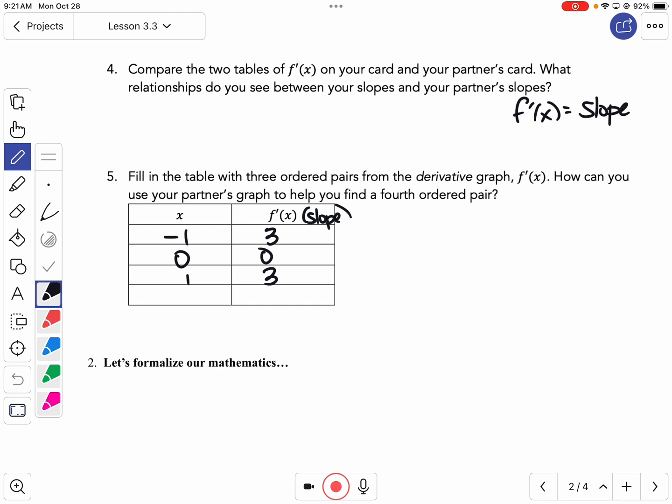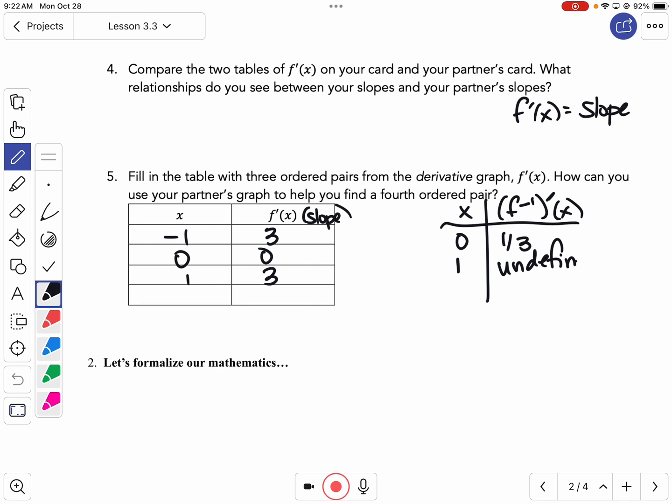So I'm going to actually draw that chart right here. I think it'll just help you to see it. And I'm going to write this as, notice this notation, f inverse prime of x. Because what I have here in that table is the inverse. So at 0, I have 1/3. At 1, it is undefined. And at 9, it is 1/12.